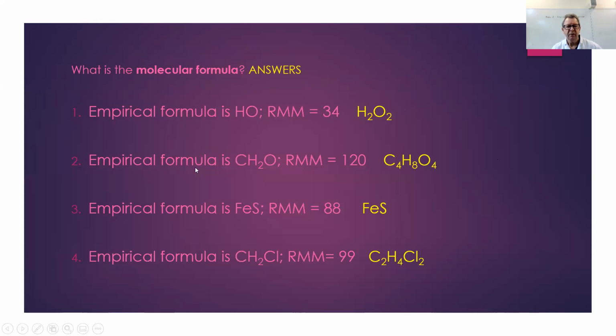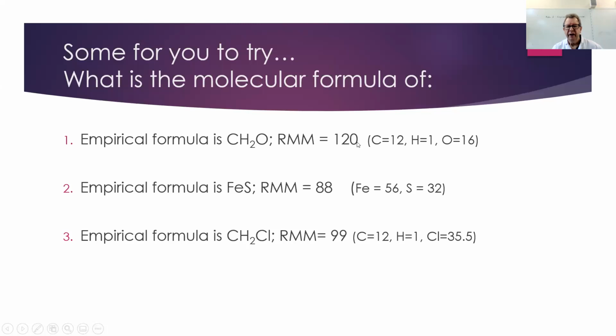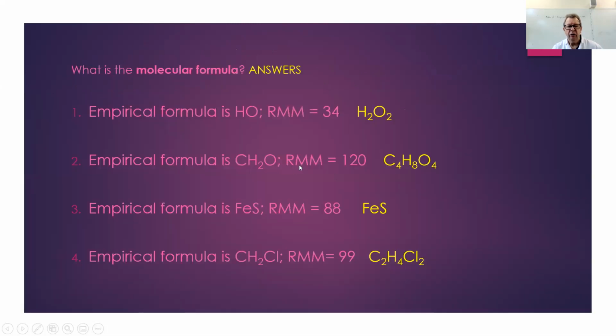Here's the first one. The empirical formula was CH2O, the RMM was 120. If the empirical formula is CH2O, that would weigh 12 and 2 and 16, which is 30. 120 over 30 is 4. So we need 4 times the whole of this. Multiply that by 4, this by 4, that by 4: C4H8O4. And the other answers come out as FeS and twice that one, C2H4Cl2.